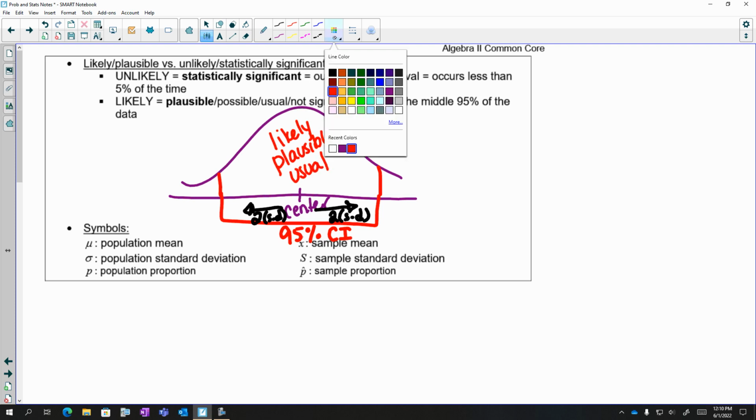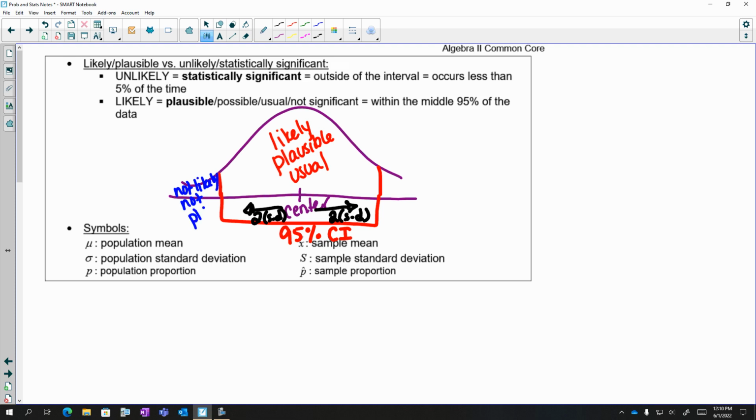Anything outside of our confidence interval on the tails is what we consider not likely, not plausible, or statistically significant. And it doesn't matter if it's above or below, it just matters whether it's in the interval or outside the interval. All of your symbols, once again, are listed for you here. We've gone through some of them already in the video, but otherwise you have them there. So those are your notes for probability and statistics.